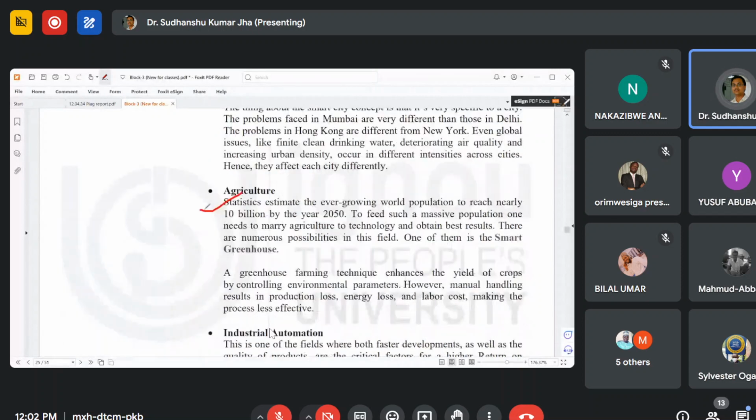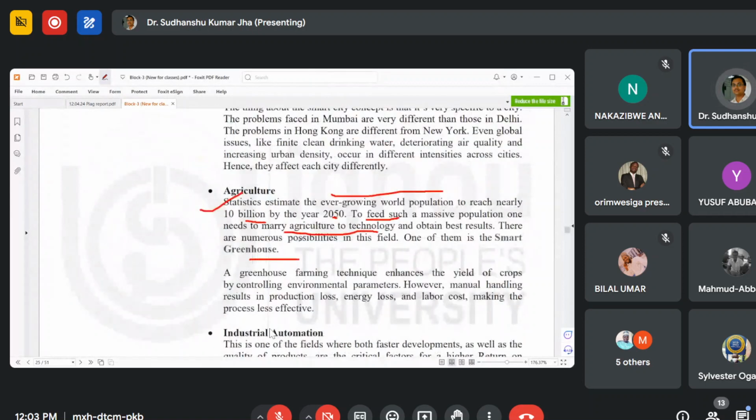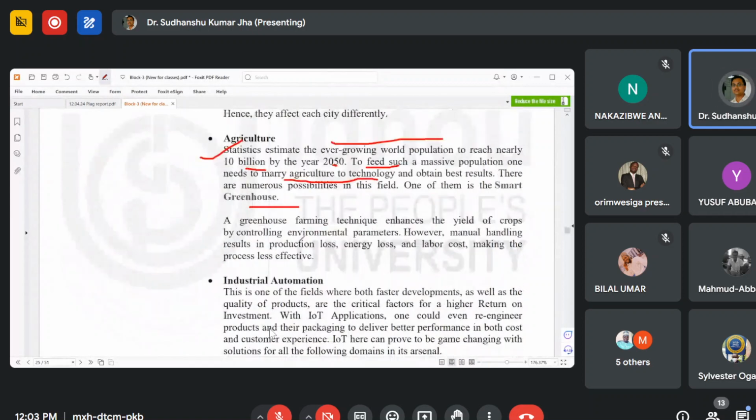Similarly, in agriculture, there are a lot of applications. This is the most prominent area where IoT devices are growing very rapidly. Statistics estimate that the ever-growing world population will reach nearly 10 billion by 2050. In order to feed that much population, we need smart agriculture technology, like a smart greenhouse, which is an example of IoT application in the agricultural part.